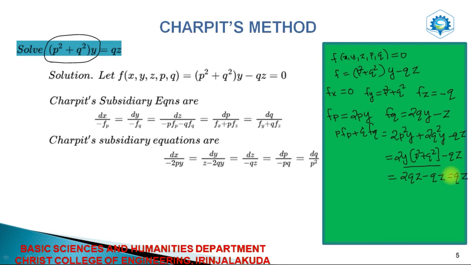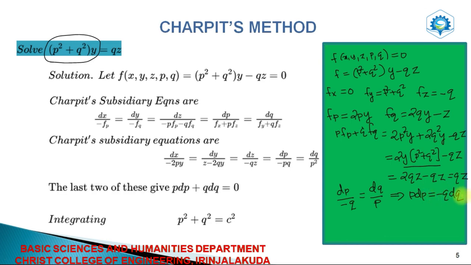Consider the last two. What will happen if we choose the last two? If we take the last two, p will get cancelled. We will get dp divided by minus q equal to dq divided by p, and this implies, on cross multiplication, p dp equal to minus q dq. So using the last two equations we have p dp plus q dq equal to 0.